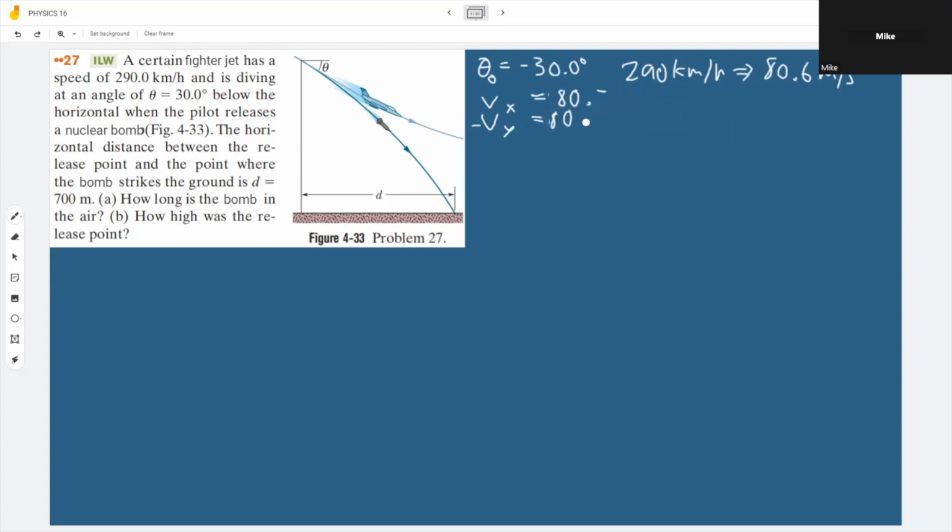Tapos yung V sub y, pwede mong gawin yan na V sub y equals negative 80.5, instead of yung sign nandyan. So negative 80.5, 80.56. 556, sige, okay na rin. Kasi kinumpit mo na, round off na tayo mamaya.